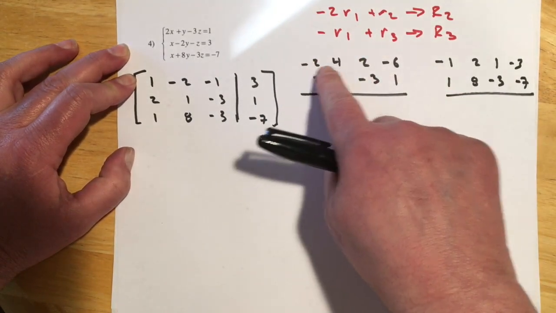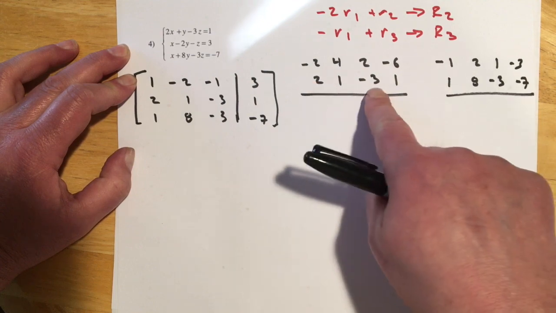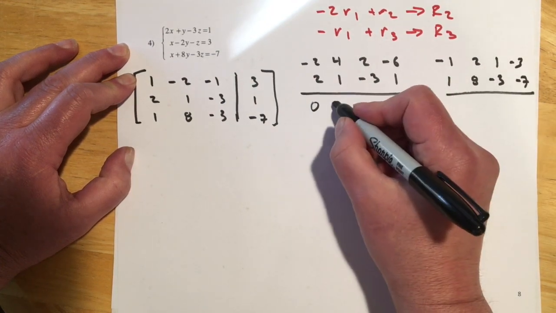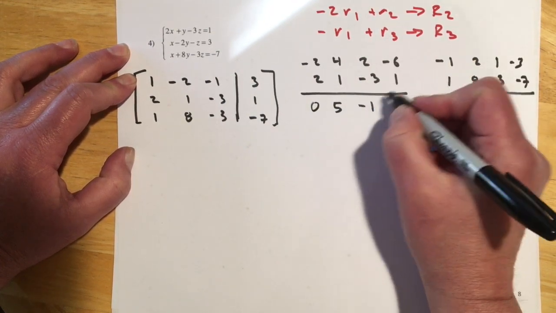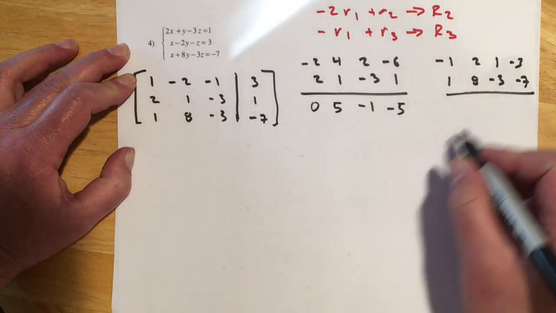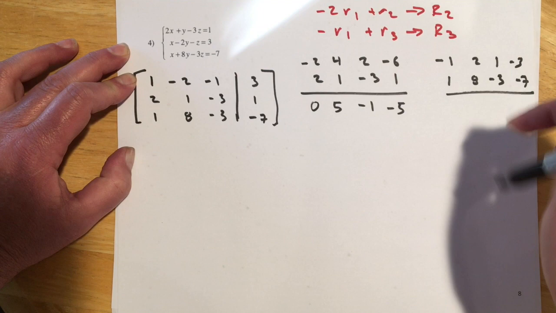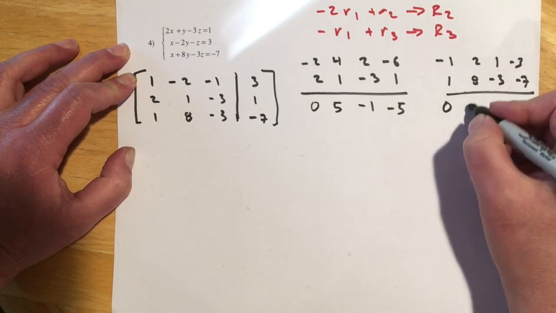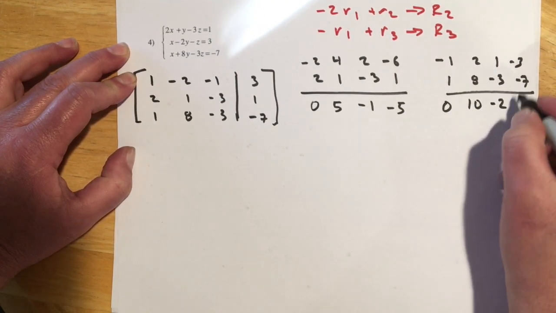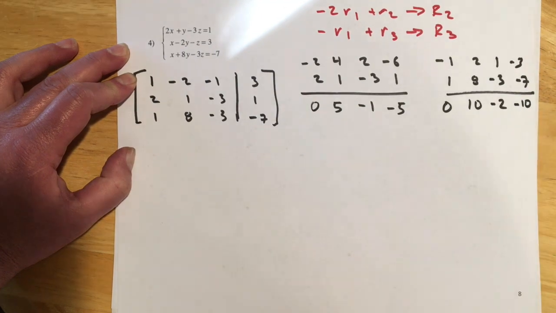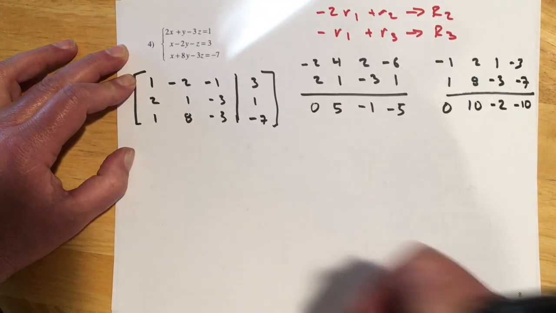Okay, so I did -2 times row 1 right here, and then I'm adding row 2 to that, so that will make a 0, 5, -1, and -5. And then here, this is the negative of row 1 plus row 3. So that's going to make 0, 10, -2, -10. And now I'll rewrite the matrix with those in it.